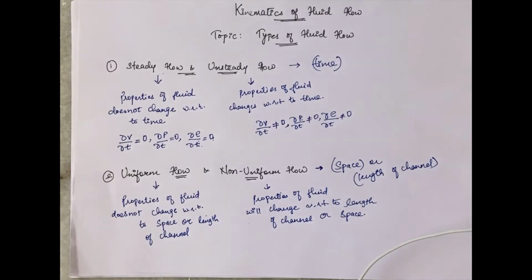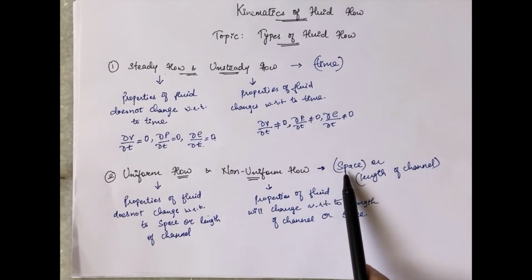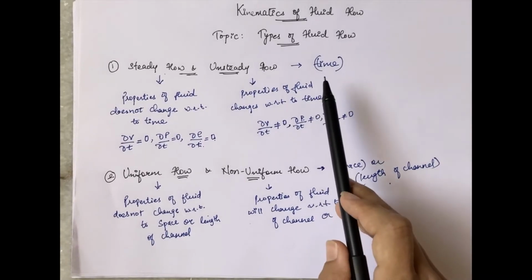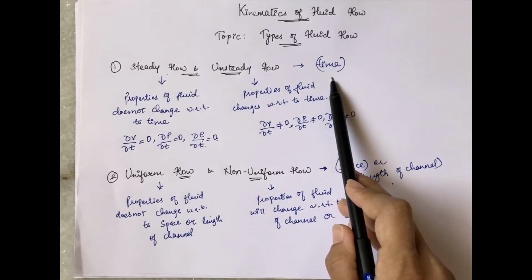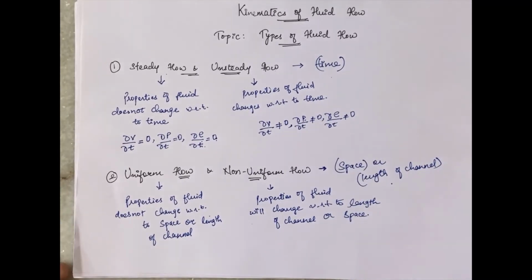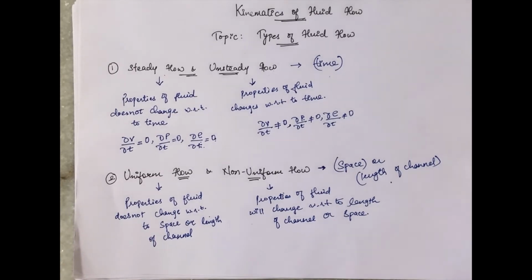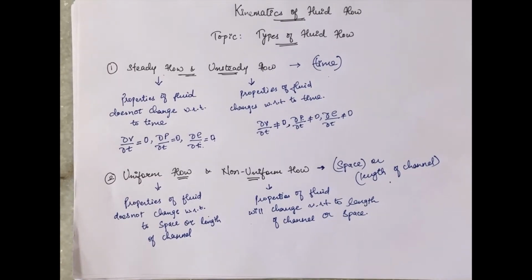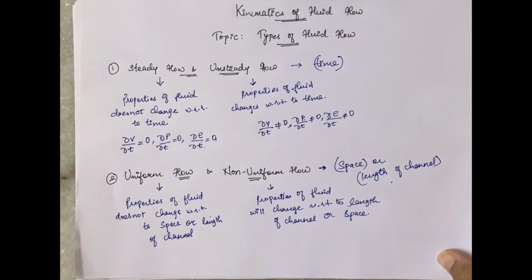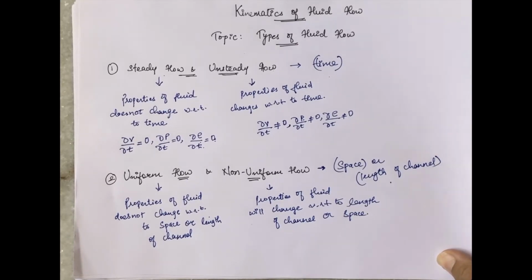So this is very important to remember, that uniform flow and non-uniform flow is a function of space or length of channel, while steady flow and unsteady flow is a function of time. So this must be clear in your mind, that steady flow and unsteady flow is the function of time, and uniform flow and non-uniform flow is the function of space or length of channel.